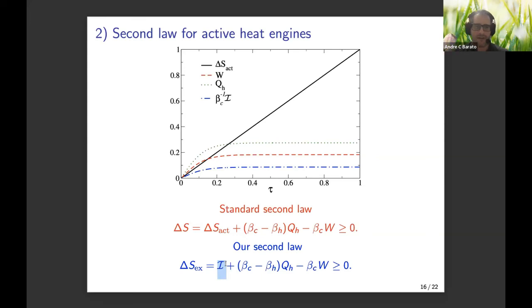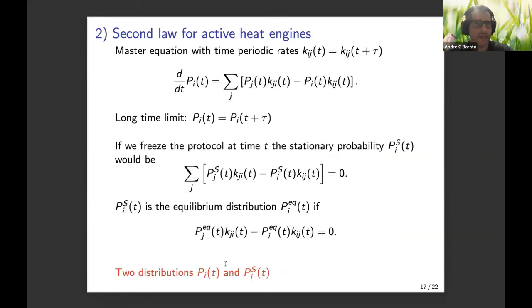So, again, this second law, which is the standard second law in stochastic thermodynamics, is not a very good second law for this case. Okay, so let's just see how these things would look in general. The way to do that is you look at a master equation like this one.